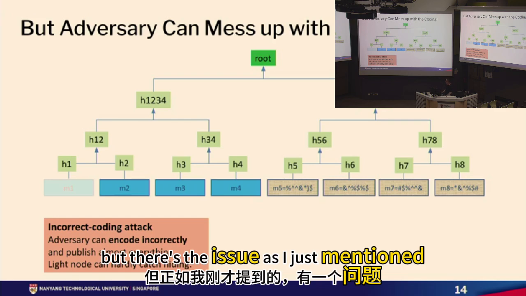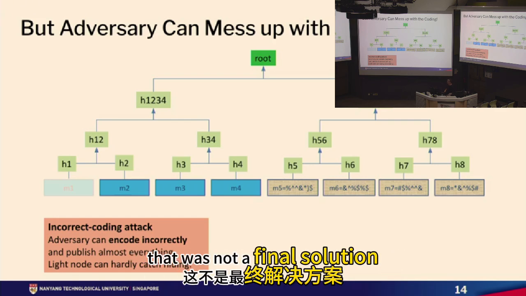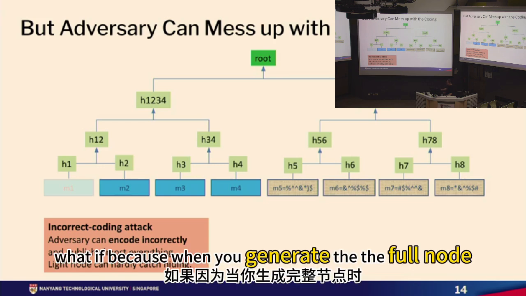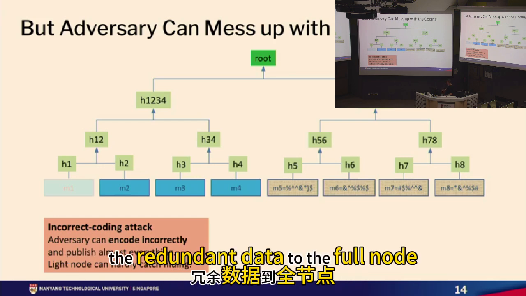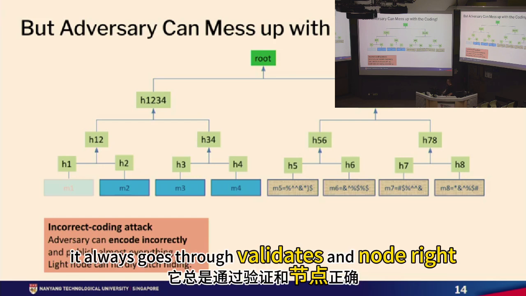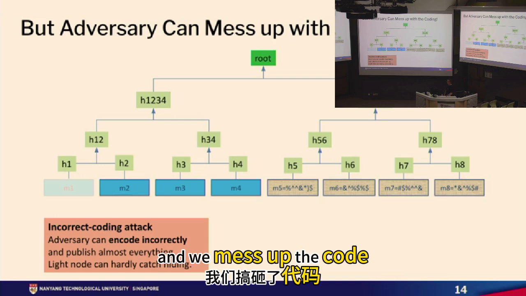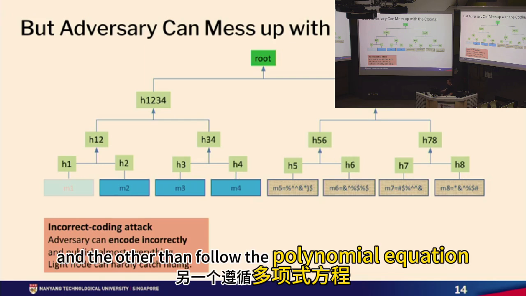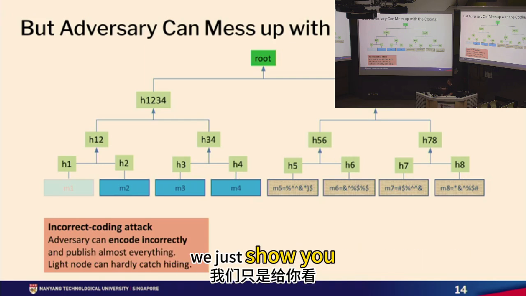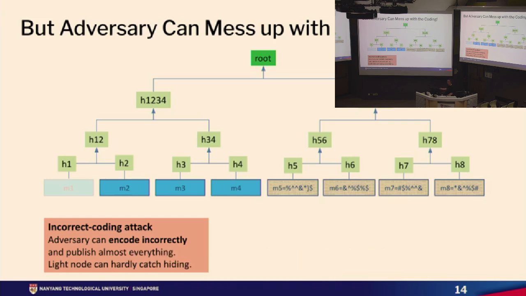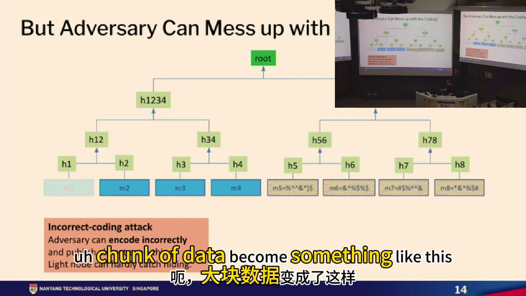But there's the issue, as I just mentioned, that was not a final solution. The issue is, what if, because when you generate the redundant data for the full node, it always goes through validators and nodes, right? What if some node is doing badly and we mess up the code, and rather than follow the polynomial equation we just showed you, it messes up the whole redundant chunk of data, and it becomes something like this.